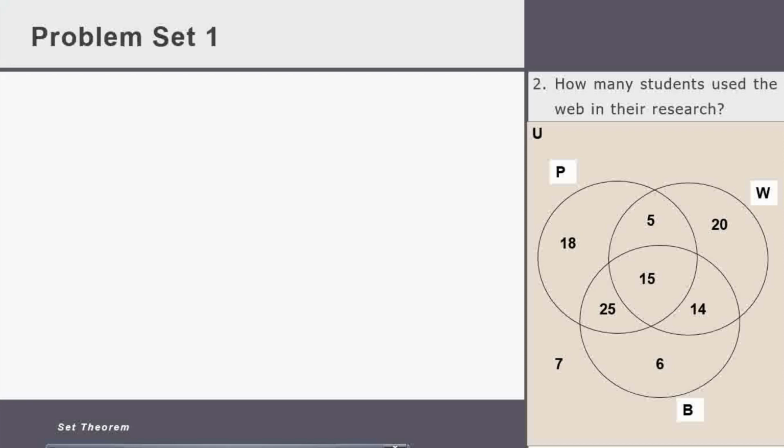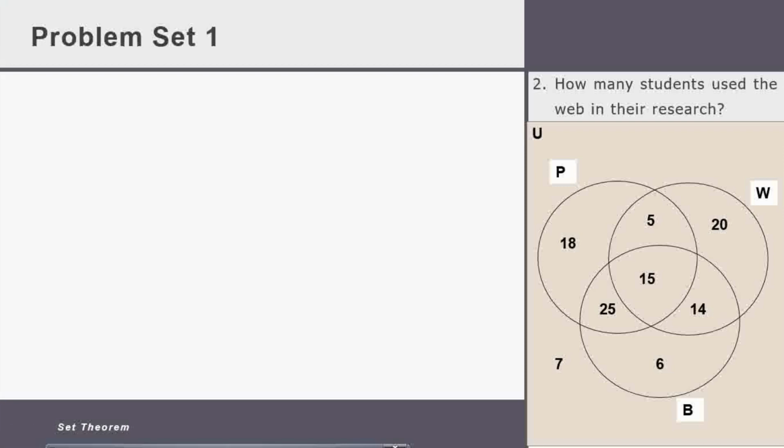All right, so in this diagram, if you look at this table, you may be tempted to say 20 students used the web. The answer is not 20. 20 students used only one option, which is the web. But the number of students who use the web will be the 20 plus the 5 plus the 15, which is taking us to 40, plus the 14, which is taking us to 54. So it will be 20 plus 5 plus 15 plus 14, which means that 54 students used the web.